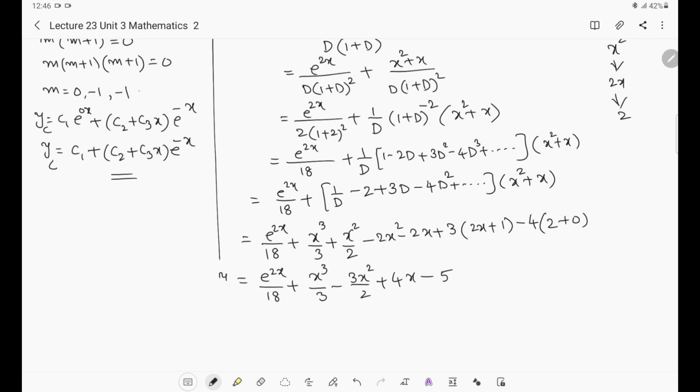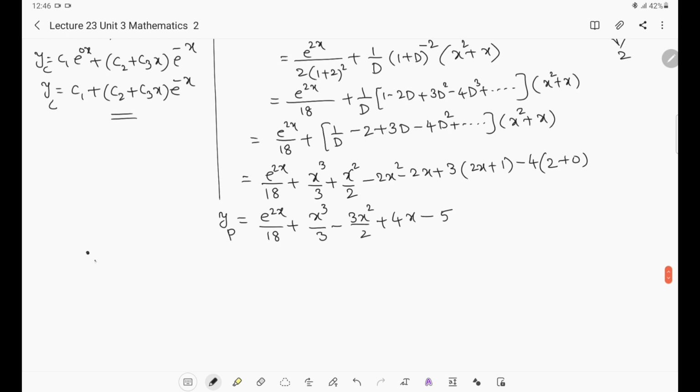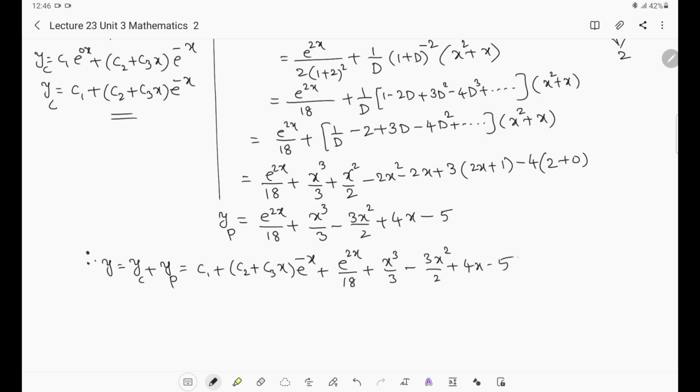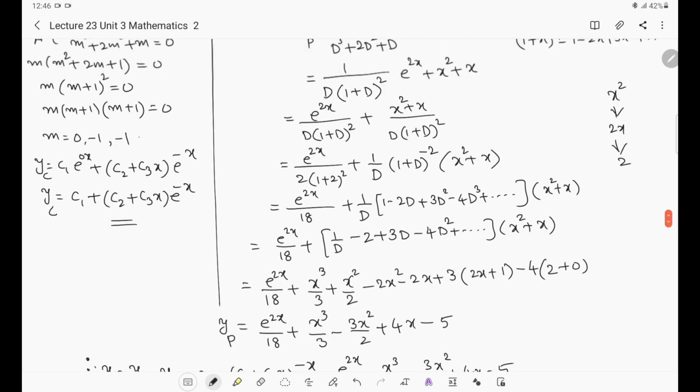Right, this is yp. Particular integral also we got. Then what will be the final solution? Final solution is y equals yc plus yp. What is yc? c1 plus c2 plus c3x into e power minus x, plus yp. Yp is e power 2x by 18 plus x cube by 3 minus 3x square by 2 plus 4x minus 5. This is the required general solution of the given equation.